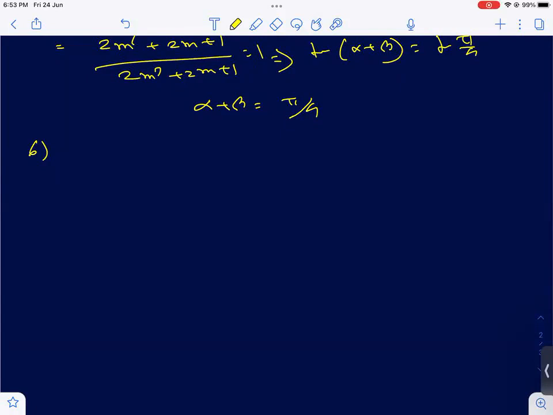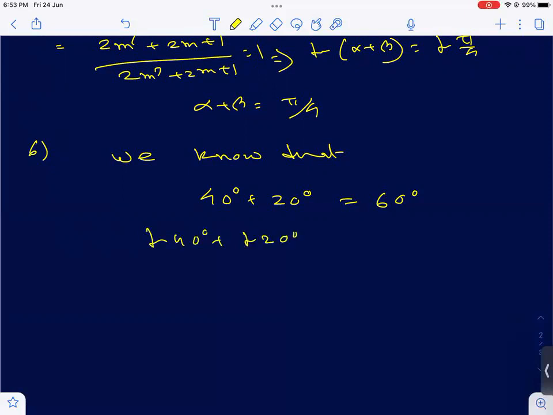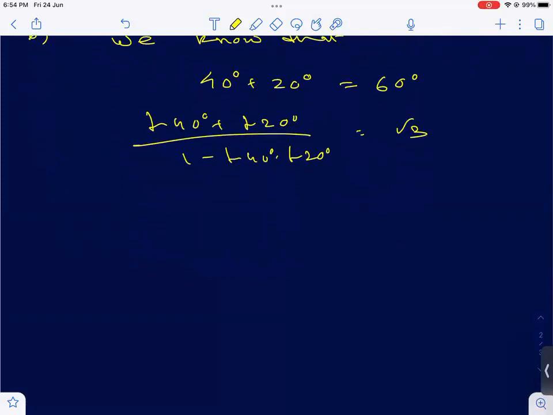In the case of sum number 6, the two angles give root 3 as tan 60. We know that 40 plus 20 equal to 60, so we can directly solve the sum. Taking tan on both sides, tan 40 plus tan 20 by 1 minus tan 40 tan 20 equal to tan 60, which is root 3. Cross multiply, rearrange, and you'll get the result.